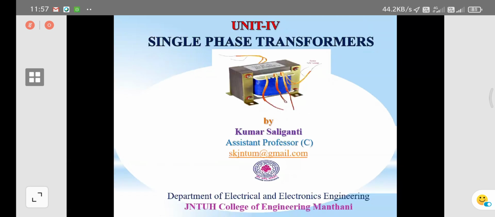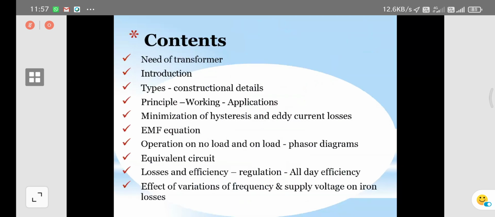So, okay, the next unit is unit four. There is single phase transformers. You can see this is the single phase transformer here, mostly used in some domestic applications or other applications. So we prefer the single phase transformer. This is the fourth unit of Electrical Machines One.